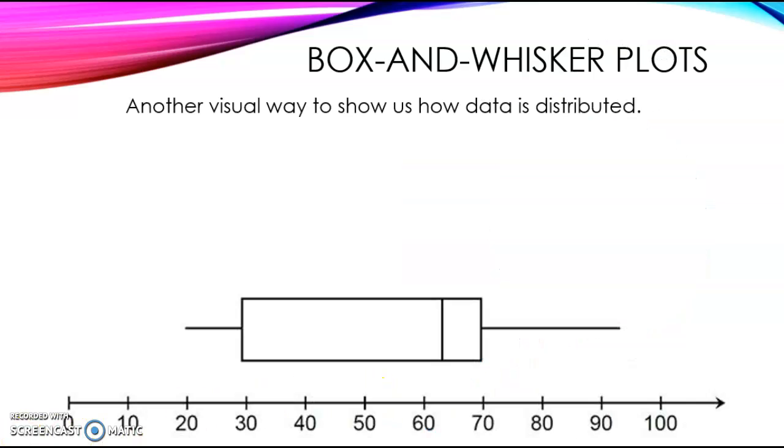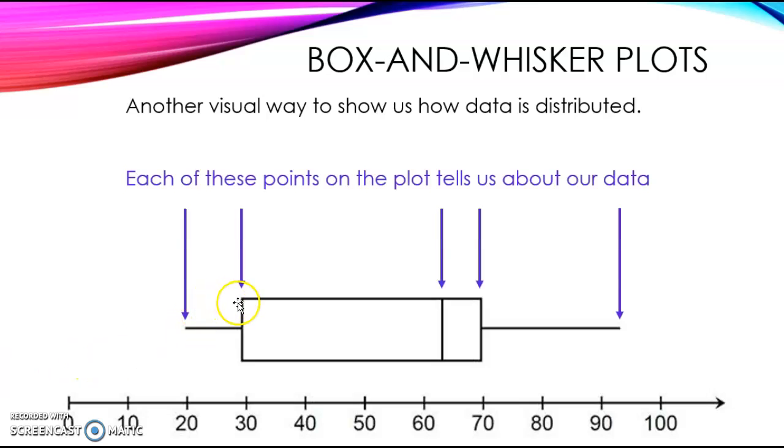So previously, we talked about how histograms are one way to show how data is distributed. Well, box and whisker plots are just another way to show that distribution. This is what a box and whisker plot could look like. Obviously, it has a box in the middle, and literally these lines on the sides represent what we would call whiskers. And I'll talk more about how this can show how our data is distributed.